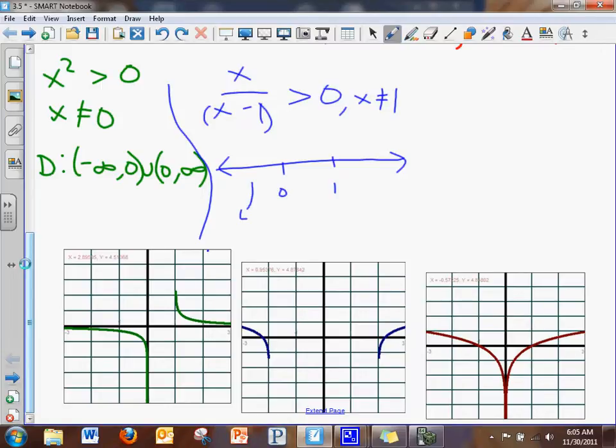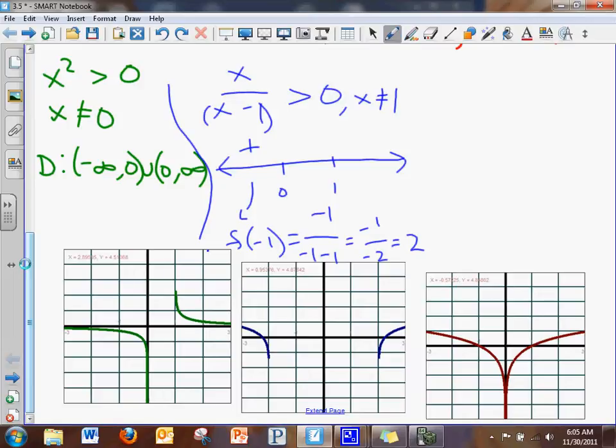So I'm going to take a number from this left interval. I'm just going to use -1, why not? And see if I get a positive or a negative number. If I take -1 and plug it in for x, I get -1 over -1 minus 1. That's -1 over -2, which is a positive 2. That's greater than 0. It's going to be positive in that interval.